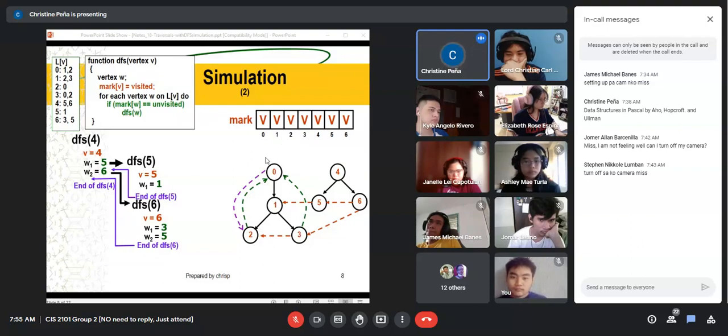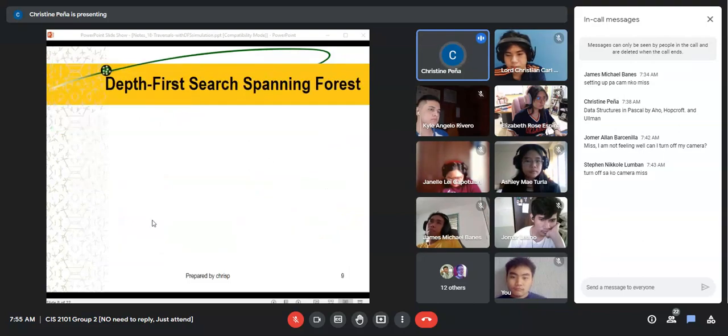So that means you can put DFS in a loop while not all vertices are visited, and then you do DFS. So it can be part of that.